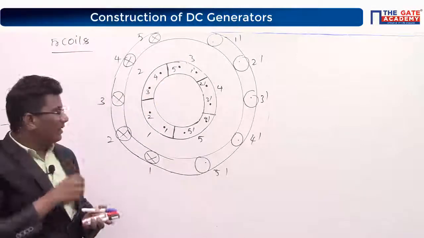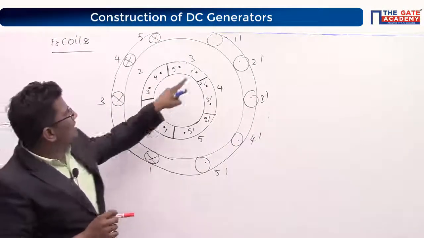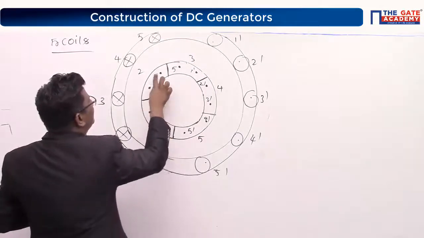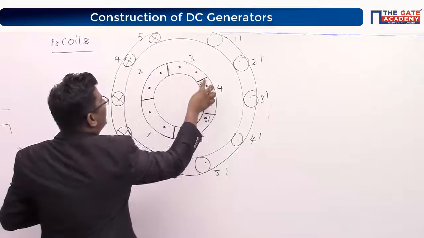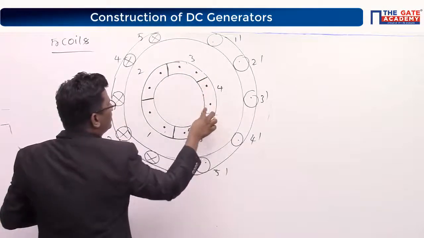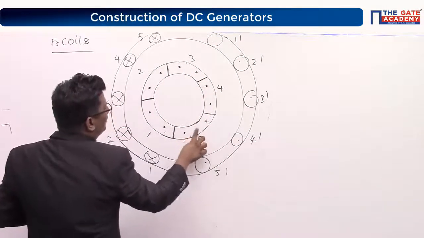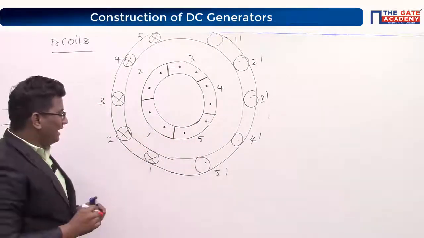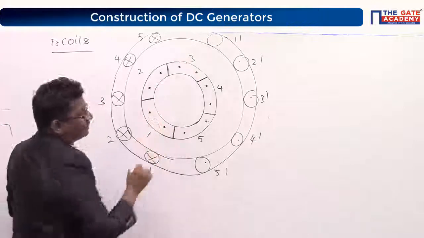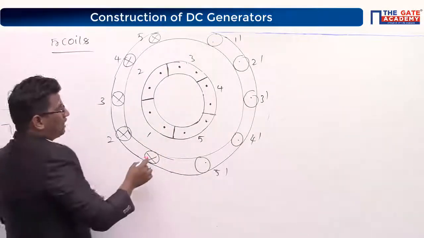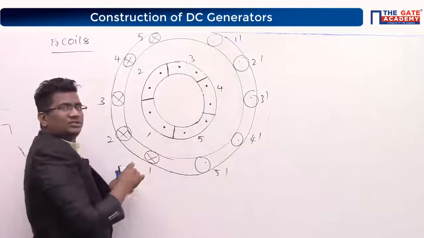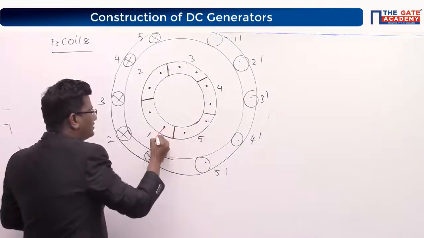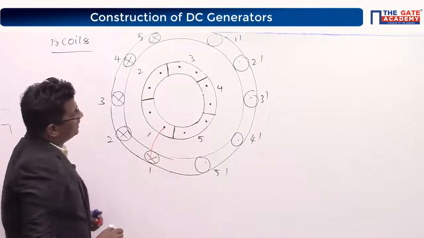Now, concentrate, everybody. I have 1 dash. If you know this connection, this is more than enough for us. This is the only thing. First segment. Can I connect 1 dash directly in this segment? No. Therefore, I will connect first 1 to this.